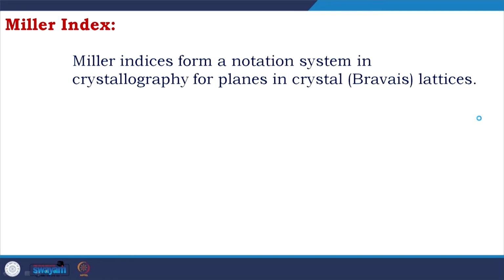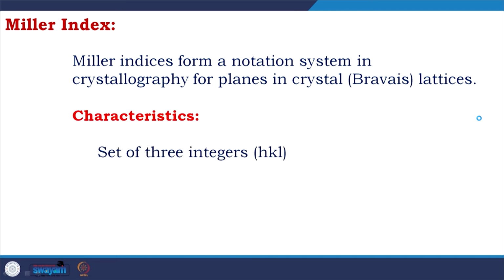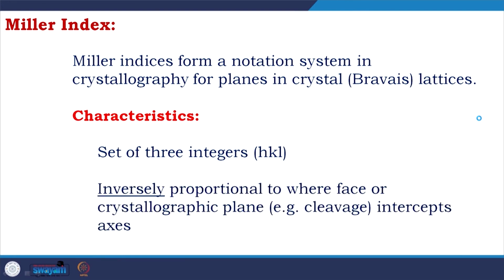Miller indices form a notation system in crystallography for planes in Bravais lattices. We know about Bravais lattices. Characteristics: they are a set of 3 integers, H, K and L, inversely proportional to where the face or crystallographic plane intercepts the axes.